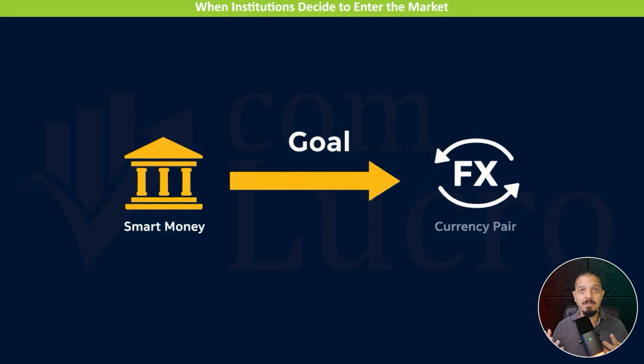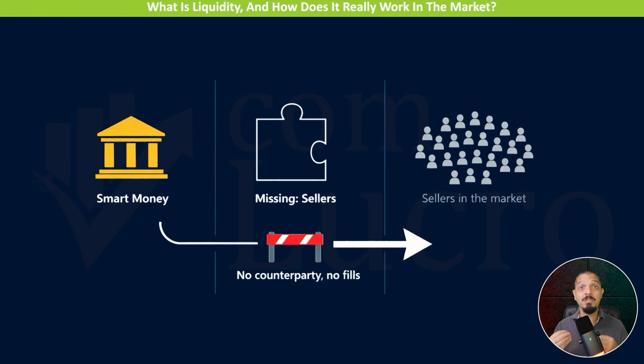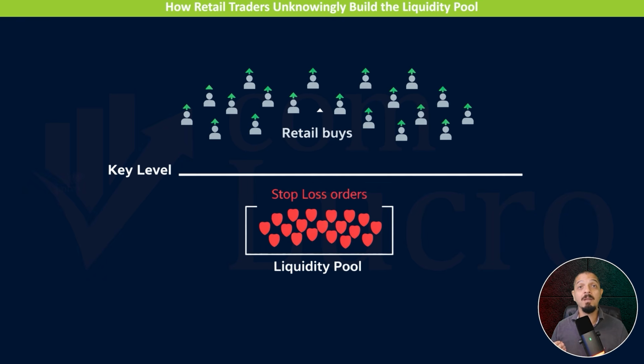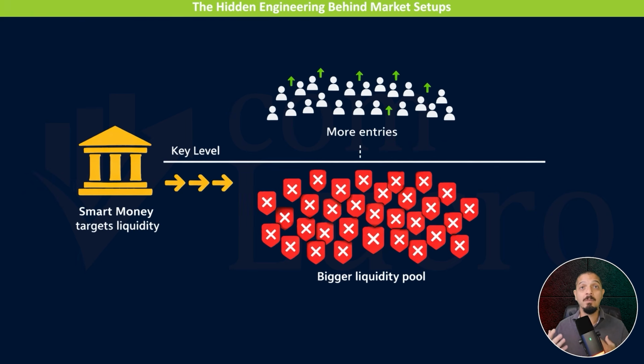To understand why inducement appears in the market, we first need to understand how liquidity works. Imagine that large financial institutions, often referred to as smart money, are interested in purchasing a currency pair. To execute these large positions, they require a significant number of sellers and corresponding sell orders in the market. Without available sellers, no transactions can take place. Because of this, smart money often needs to trigger the stop-loss orders already present in the market in order to execute their buy or sell positions.